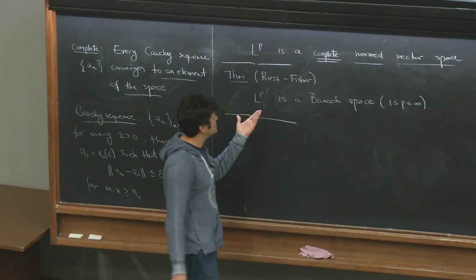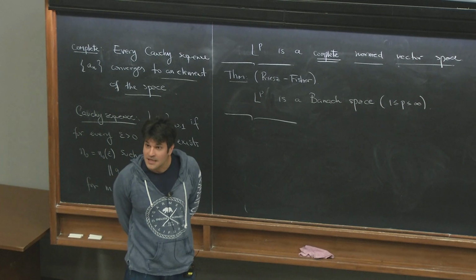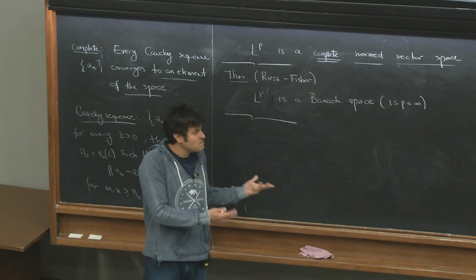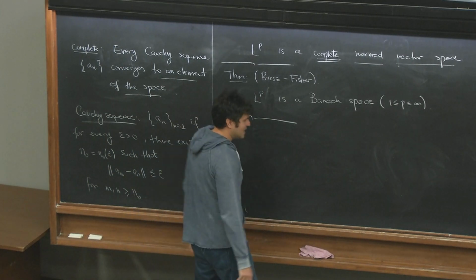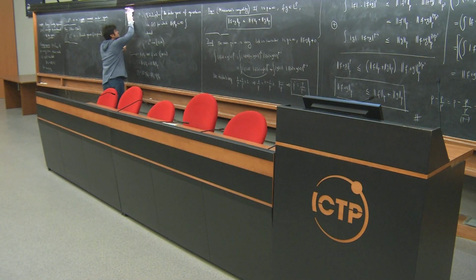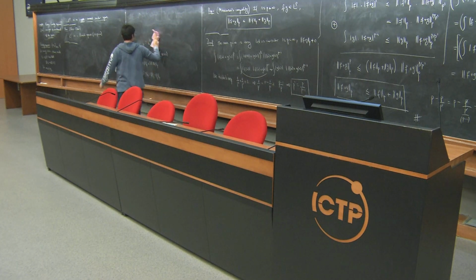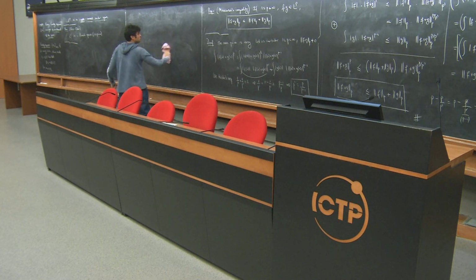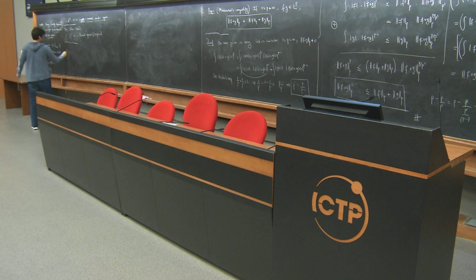So we are going to prove that L^p is actually complete. So if you have a Cauchy sequence in L^p, it will converge to an element. The elements here are functions, right? It will converge to another function in the space. Let's do it. This is so much fun. All right. Proof.